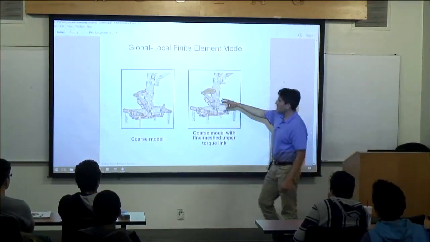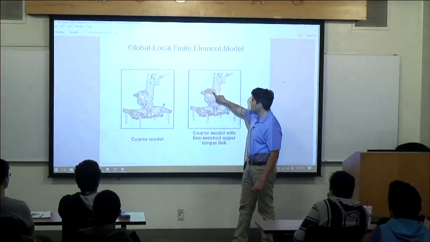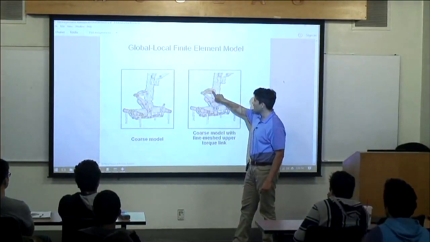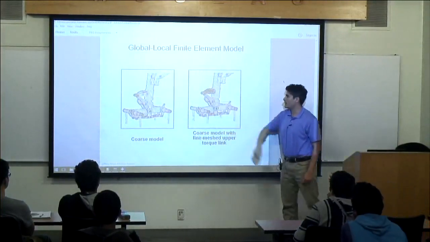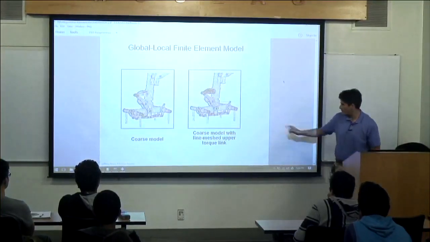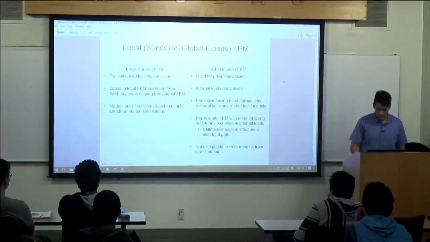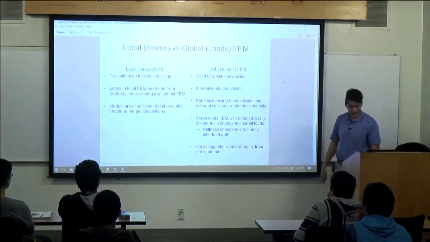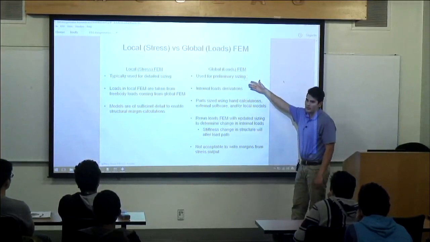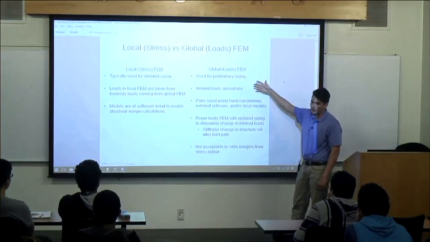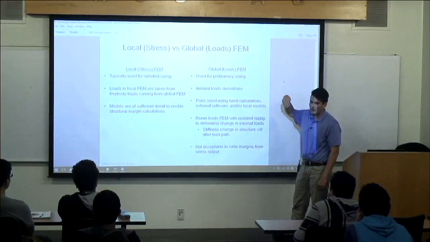So here it looks like they're really interested in this area. You can see this was coarse modeled and this was fine mesh modeled. So it's an upper link torque. I mainly dealt with the global loads FEM kind of stuff, which is really coarse. It's a really coarse FEM, and we keep it like that because you want to be able to iterate and change the FEM on the fly.